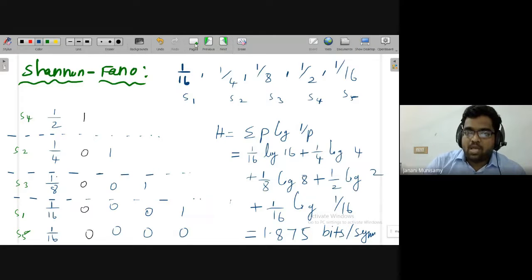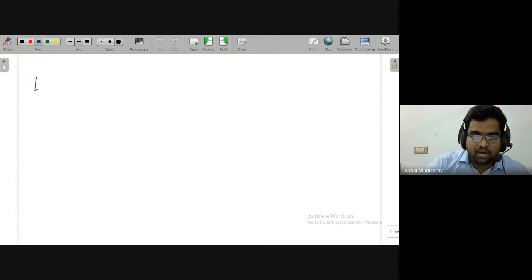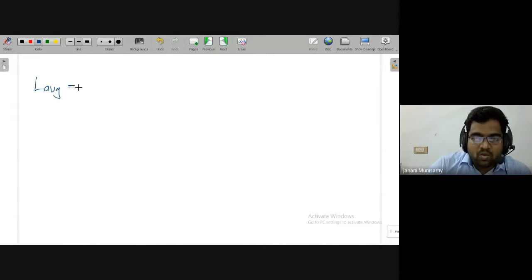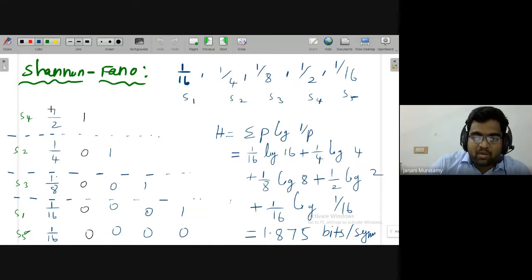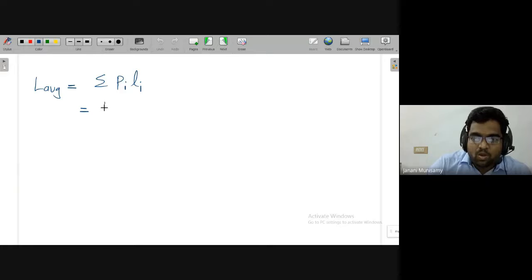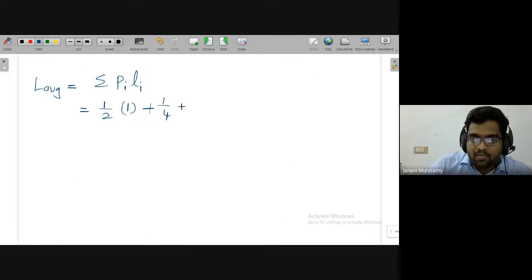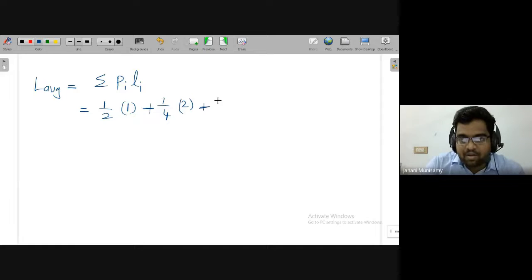Then what is the average code word length for this? Okay, this average code word length depends on the method. When we apply that particular method, then only we will get the codes, the bits. Then what is the length of the bits? Average code word length is summation of probability times length. Say the first symbol has probability 1 by 2, length is 1, so 1 by 2 multiplied with 1. Second symbol probability is 1 by 4, length is 2.